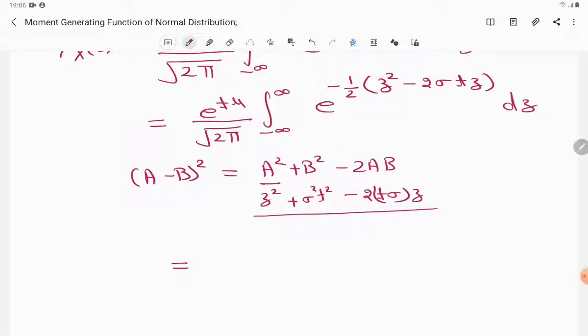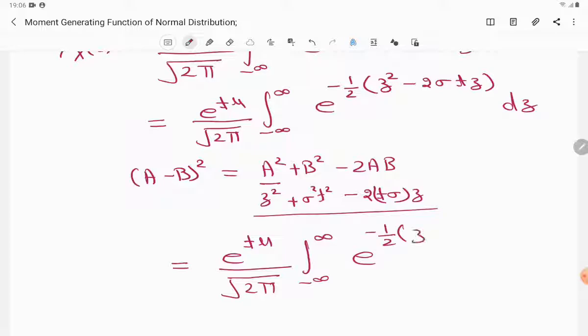Because I do not have σ²t², I will add and subtract both, and therefore I will not be changing the expression. So what I'm going to do is something like this: z², then minus 2σtz, and then plus σ²t² minus σ²t², and that's all.